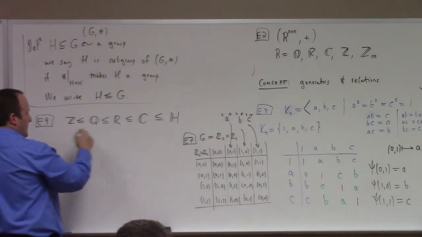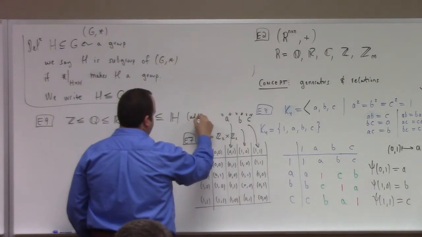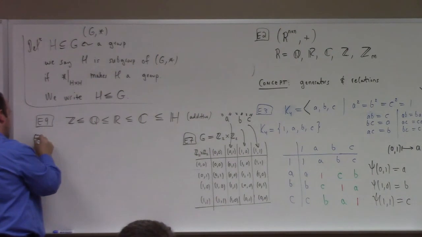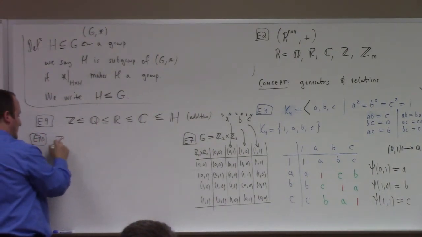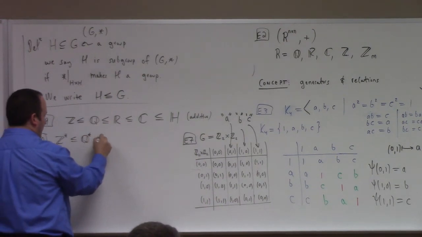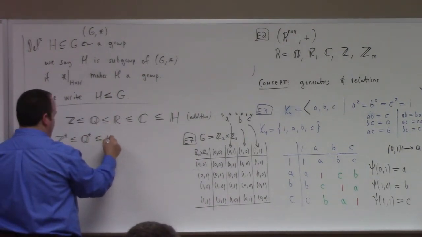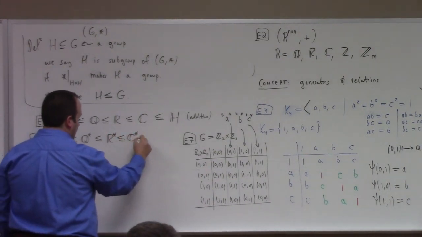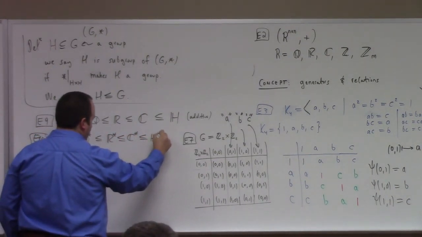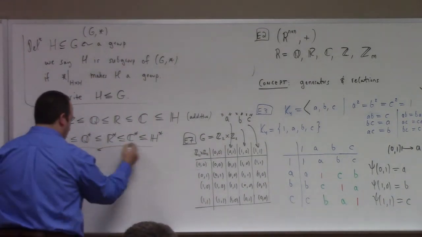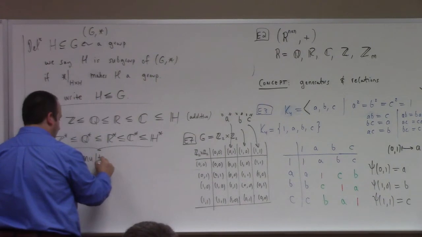On the other hand, this is all additive. And example 10, same song and dance, but multiplicative. So just put a star. I should have just called this example 9 star. That would have been smarter. Too late. Multiplicative. These are subgroups. Each one's a subgroup of the other.